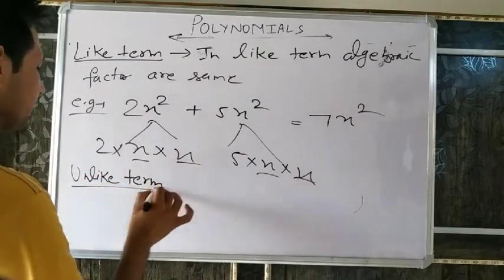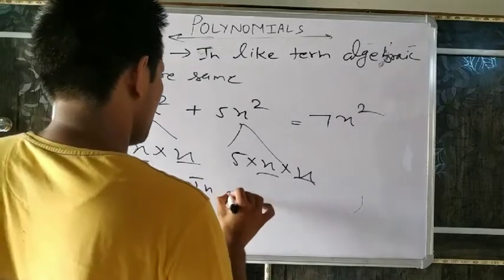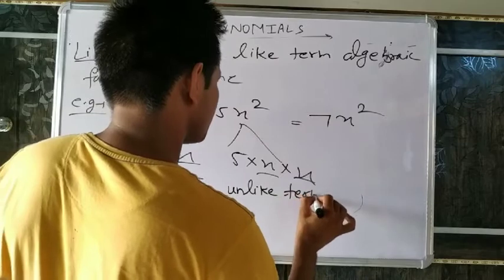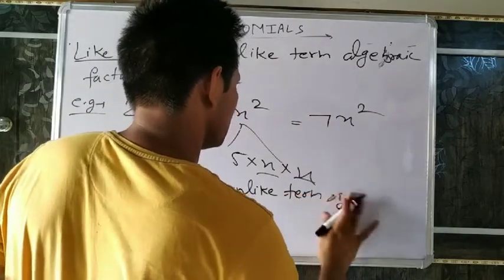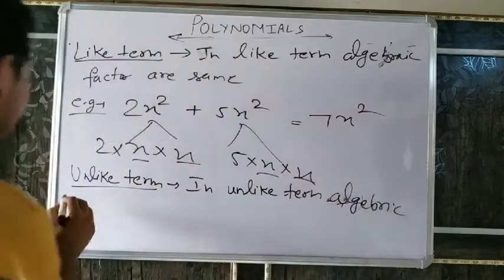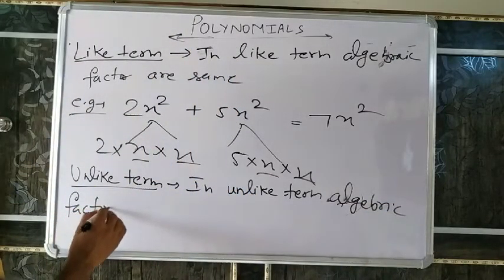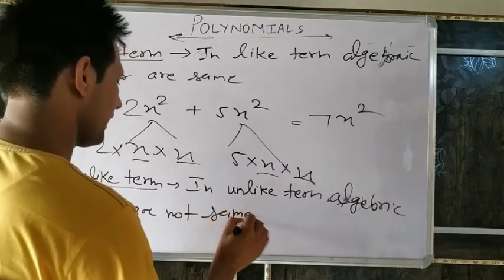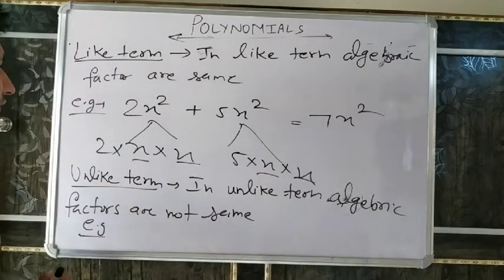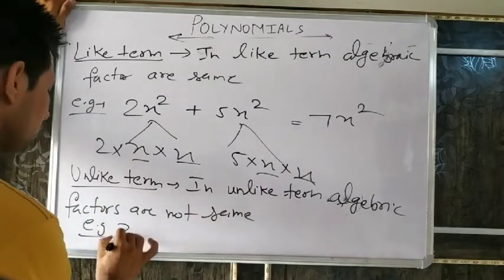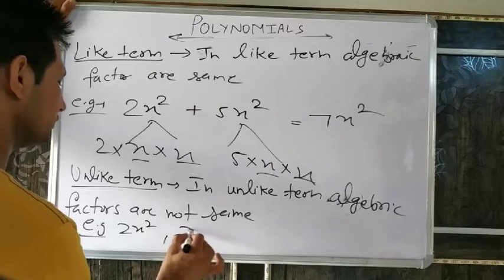So, unlike terms. What is an unlike term? In unlike terms, the algebraic factors are not the same. Example, you can write what is an unlike term. Suppose 2x square and 3x.